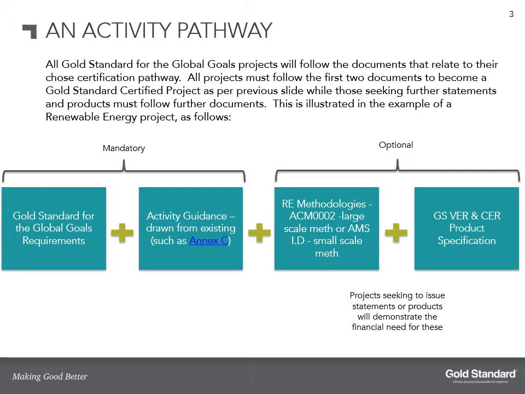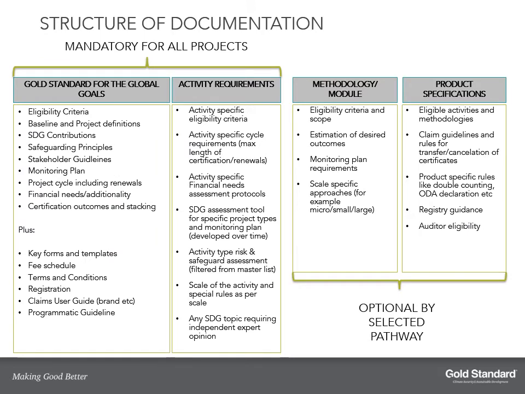A project could choose to finish its certification at Gold Standard certified project status, which would just involve those two mandatory boxes. But in this case, our project has chosen to issue carbon credits and therefore must follow the Gold Standard approved emissions reduction methodologies for renewable energy, in this case the CDM methodologies that we recognise, and follow the Gold Standard VER and CER product specification, and prove its financial additionality. By following those elements, the project becomes a Gold Standard certified project with the mandatory boxes and is then able to issue carbon credits. So how does that look in terms of documentation?